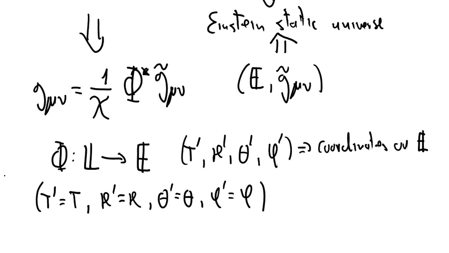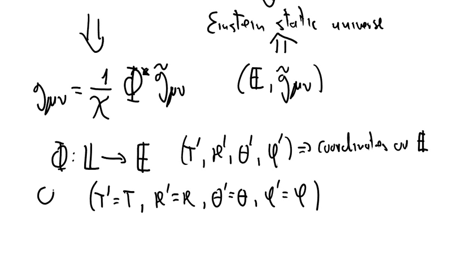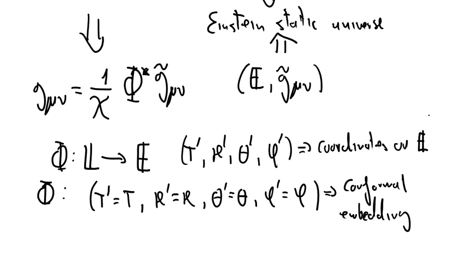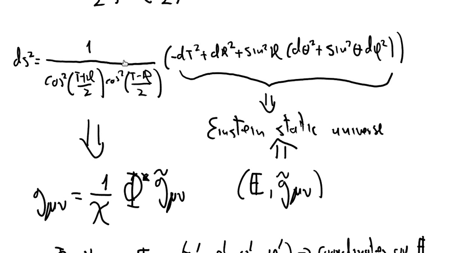Then this map, let me just move this to the right, this map is a conformal embedding. And the reason is given just by looking at this expression.